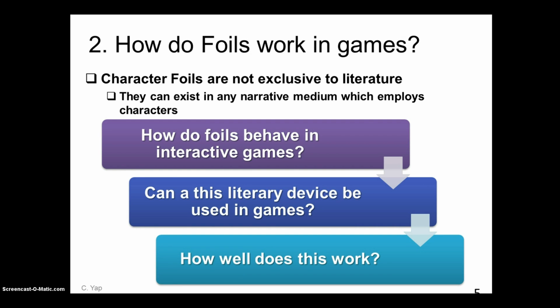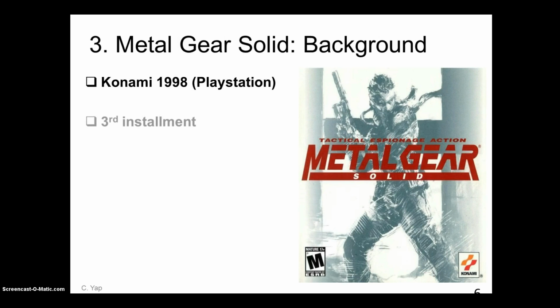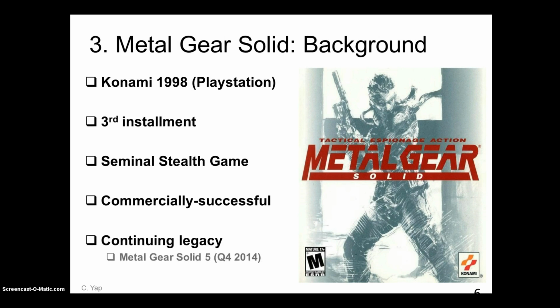We're going to be finding out in small ways, but the first thing we want to do is look at our case study, which is Metal Gear Solid. And a little bit of background, we're just talking about the first Metal Gear Solid game, which came out from Konami in 1998 for the PlayStation. This is going to be the third official installment in the Metal Gear franchise, and this game is considered by many to be a classical or seminal stealth genre game.